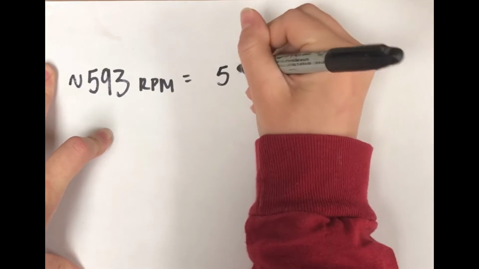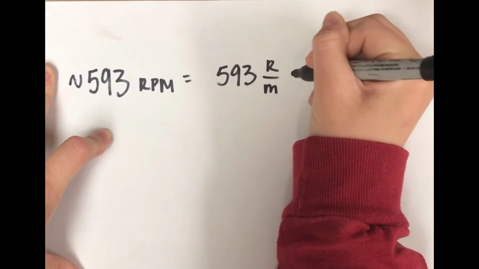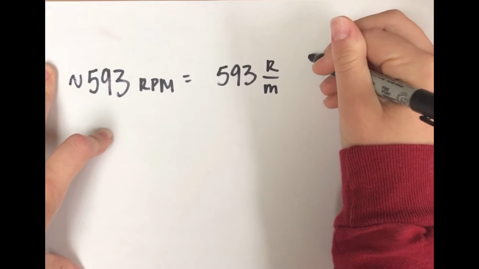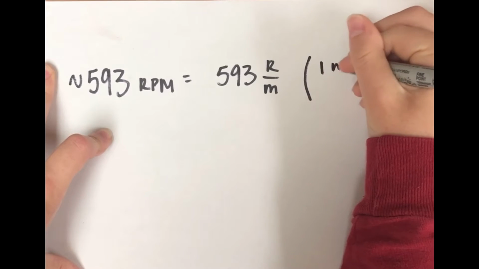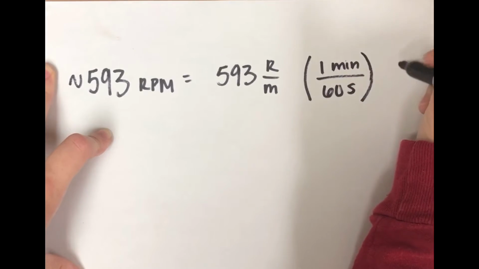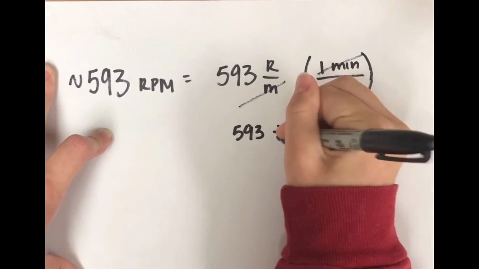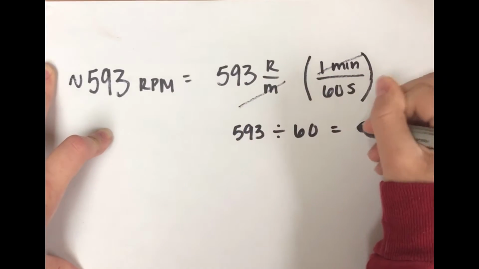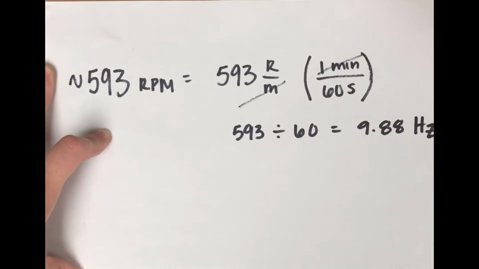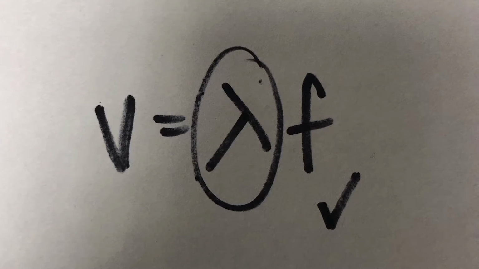So, we have 593 revolutions per minute. To set this up, we will multiply by 1 minute per 60 seconds. Cancel out your units, and then you have 593 divided by 60, which equals 9.88 hertz. That is our frequency. We have now found the frequency of our equation.